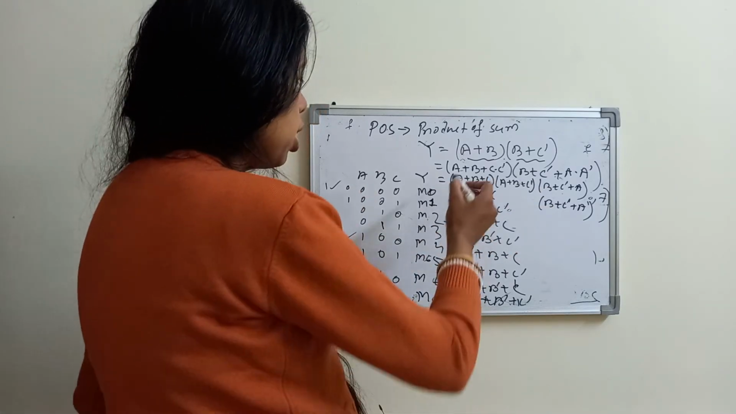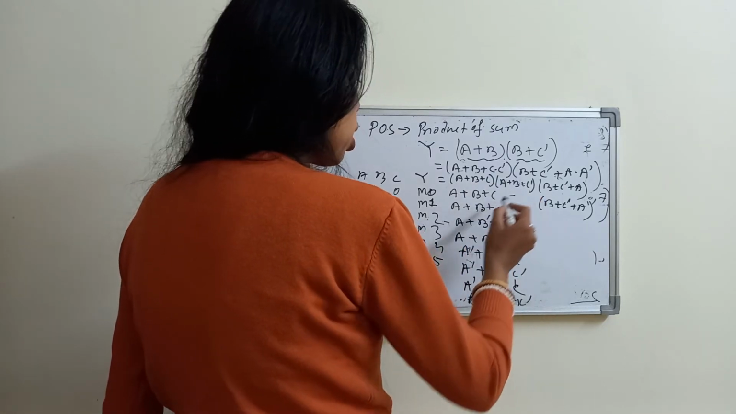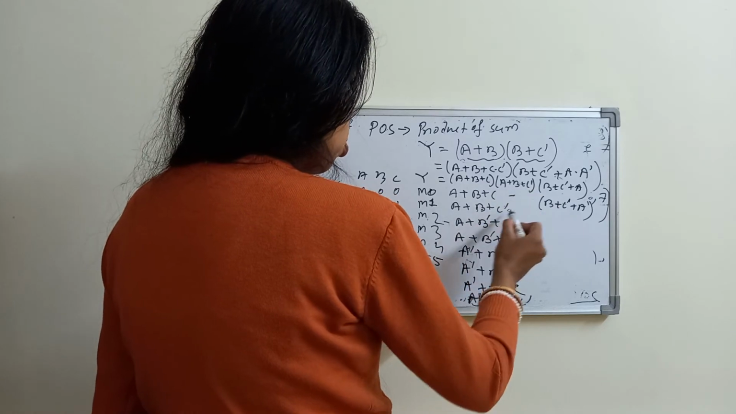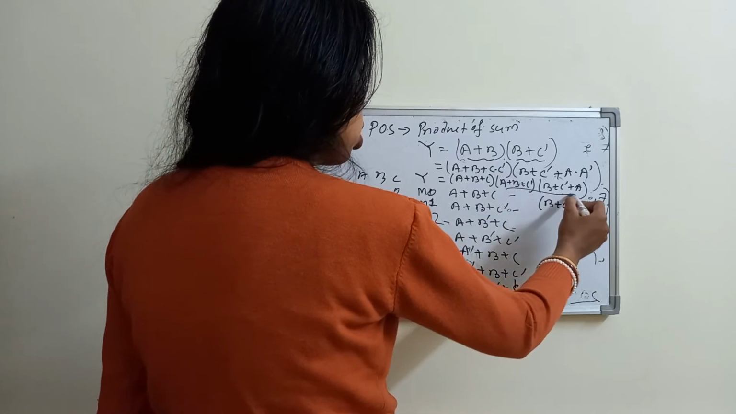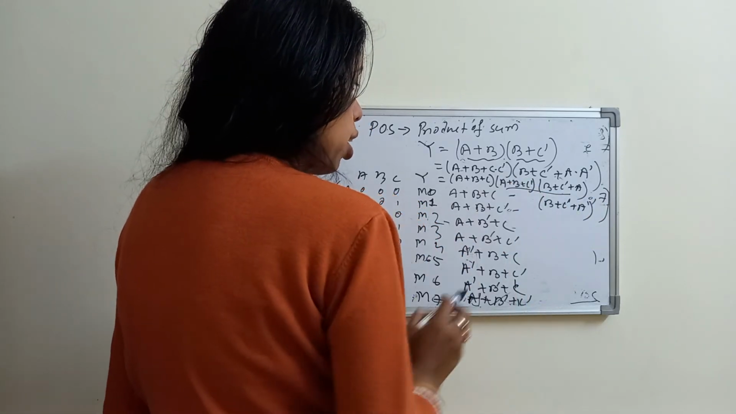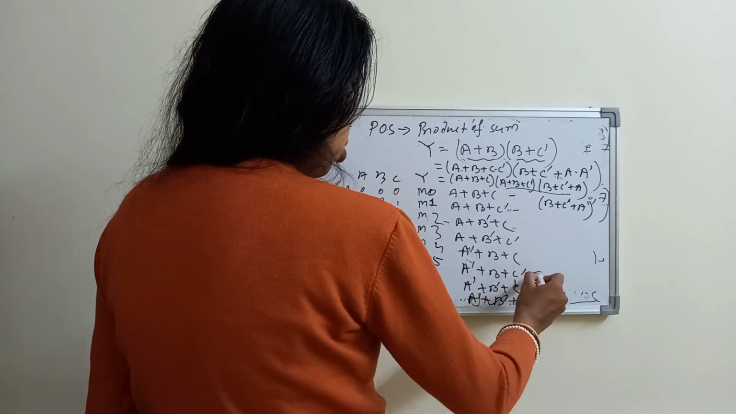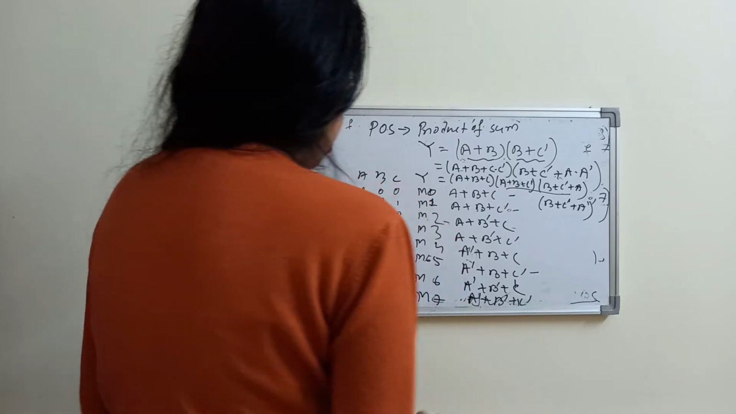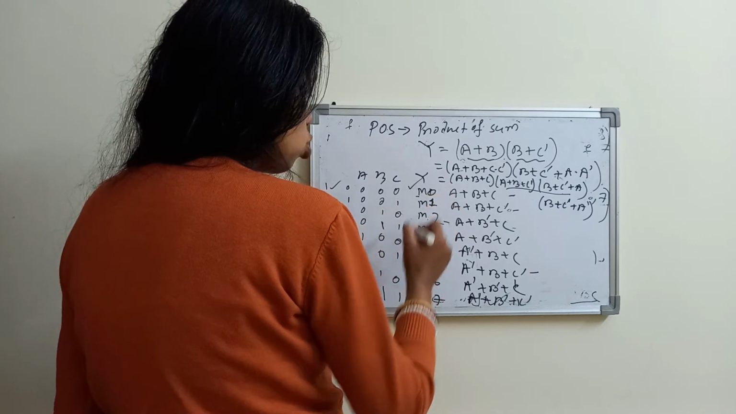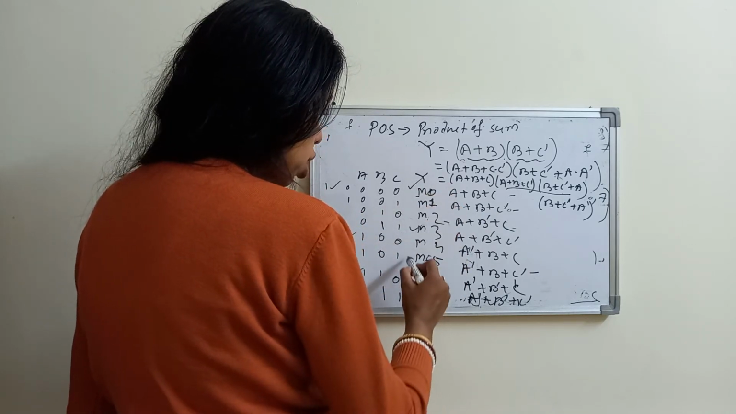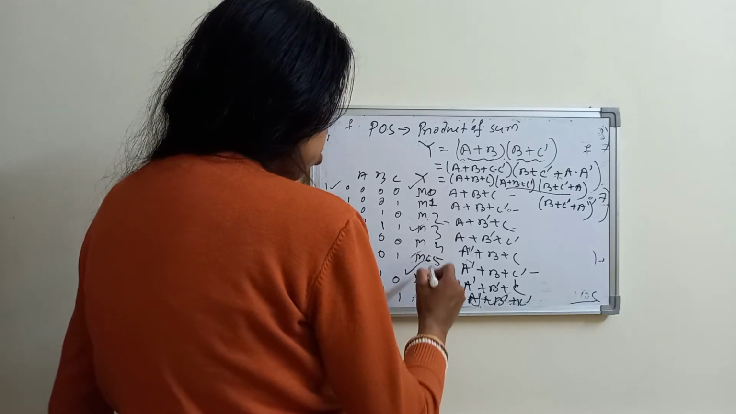Now you can see A plus B plus C, where is it? Here. Now A plus B plus C prime, here it is. Now A plus B plus C prime again, so both are the same. So only one term I will consider. Now here A prime plus B plus C prime, here. Right? So I have logic 1 in these three combinations: for M0 I have logic 1, for M3 I have logic 1, and for M5, sorry, for M6 I have logic 1.